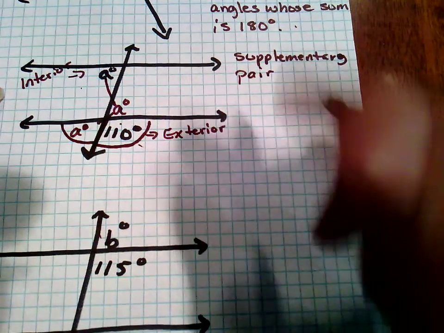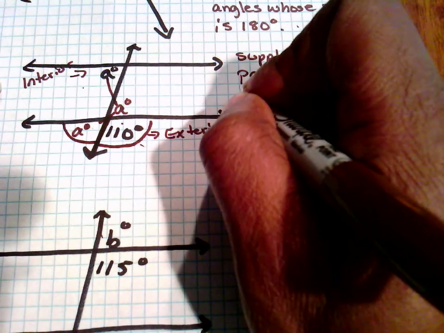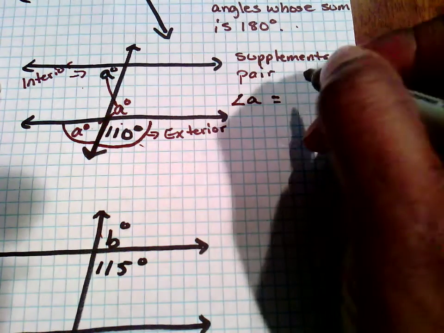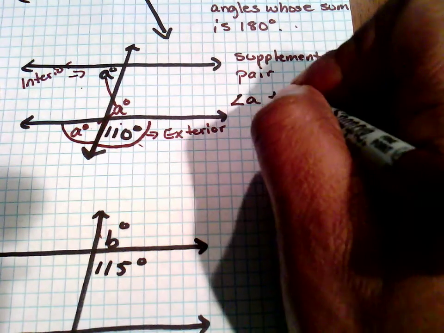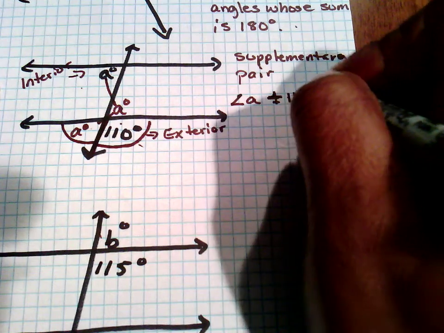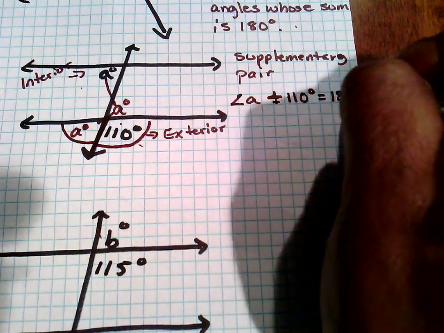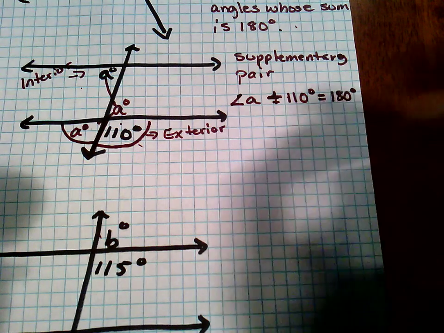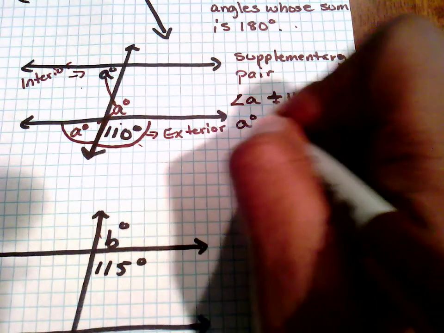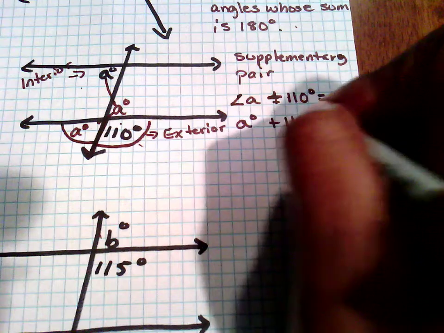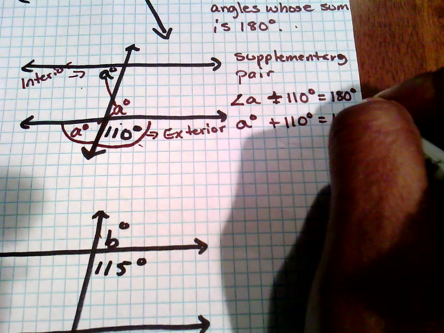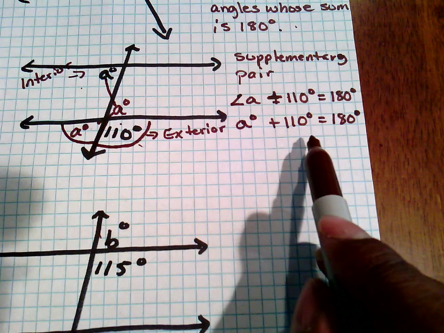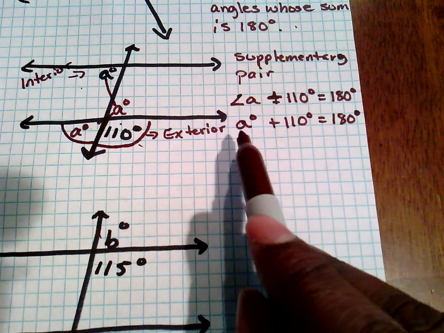Which means angle A plus 110 will be equal to 180 degrees. So we take our 80 degree angle plus the 110 degree angle, and that will be equal to 180 degrees. And now we solve our equation for A.